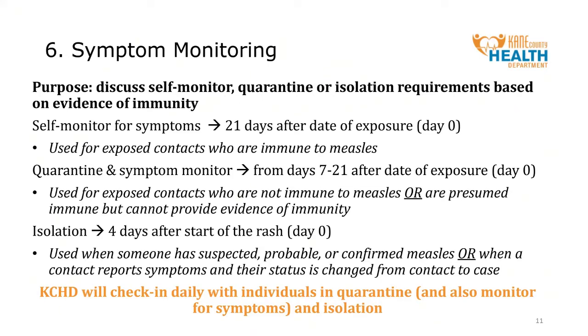Isolation is used for cases who have suspected, probable, or confirmed measles, which includes contacts whose status was changed to case after they developed symptoms. In this case, isolation must start immediately and last until 4 days after the onset of the rash. Similar to with quarantine, Kane County Health Department will actively monitor cases with measles and check in daily to see how they are feeling.